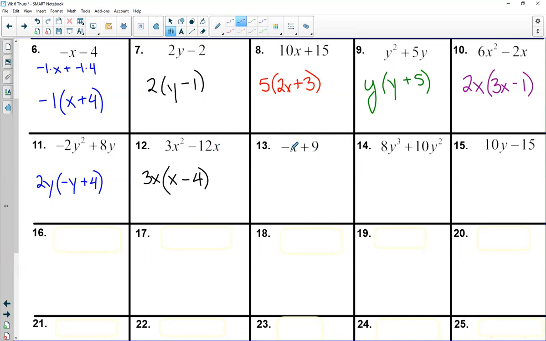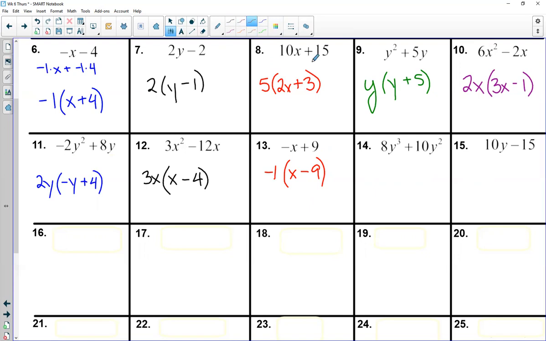Over here, now, unlike number 6, where both of these had a negative, we have negative x plus 9. They don't always have to share something to be able to pull something out. There's always going to be one case where it works, and that's always going to be negative 1. Anytime you pull out a negative 1, you're just going to flip-flop the signs. So I'm going to have negative 1 times positive x and negative 9. We do this because a lot of times we're going to want x to be positive. Generally, we're going to want the variable that we're working with to be positive.